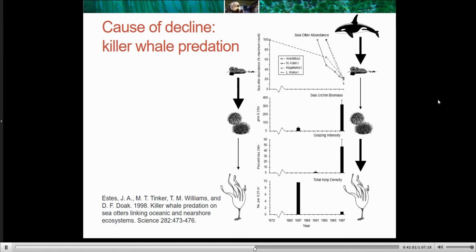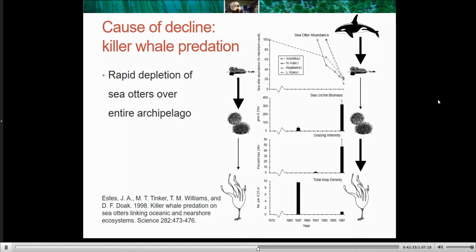Well, what we believe was the cause of the decline was the addition of another predator above sea otters, and that was killer whales. We first began to see killer whale mortality or predation on sea otters in the early 1990s, and a variety of pieces of evidence I'm not going to get into right here in the interest of time all suggest to us both direct and indirect factors that killer whale predation was the primary and possibly the only driver of the decline across this region.